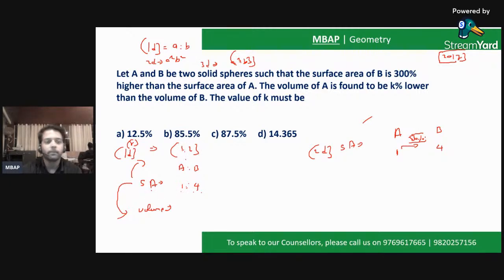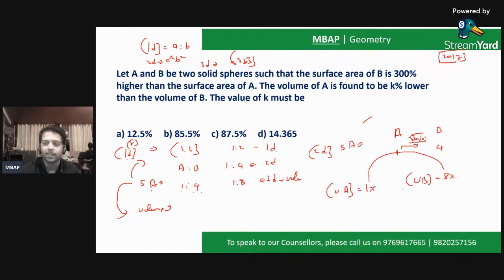Now you have already found out the ratio of the one dimensional unit, 1 is to 2. So 1D is 1 is to 2, 2D would be 1 is to 4, and 3D, which is basically the volume, would be in the ratio of 1 cube versus 2 cube, which is 8. So let's assume the volume of sphere A to be 1x. The volume of sphere B we would assume to be 8x.